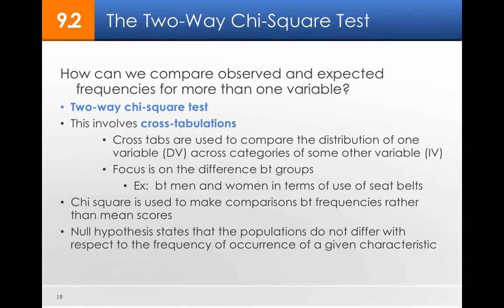How can we compare observed and expected frequencies for more than one variable? Well, here we're going to use crosstabs, and we're going to do a two-way chi-square test. Crosstabs are used to compare the distribution of one variable across some other category. So maybe we're going to look at, do you use your seatbelt? Yes, no, and we're going to break that down by men and women.